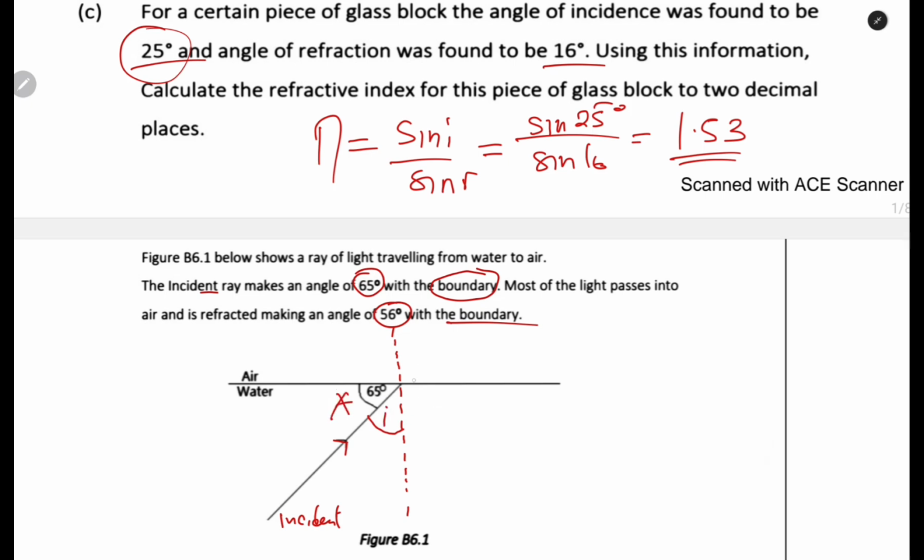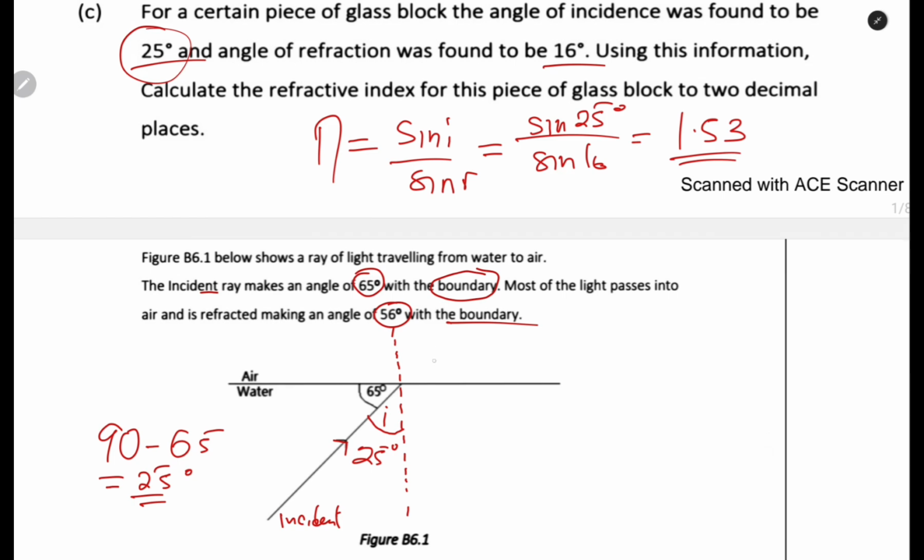But you need to know that since the normal forms a perpendicular with the boundary, this angle here and also this angle are 90. And that helps you to find the angle of incidence, because in some cases you might be asked that question. So how do you find I here? You're just going to say 90 minus 65 and you should be able to find 25 degrees. So here it is 25 degrees.